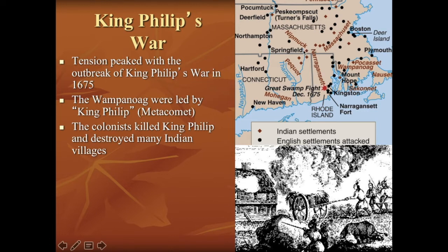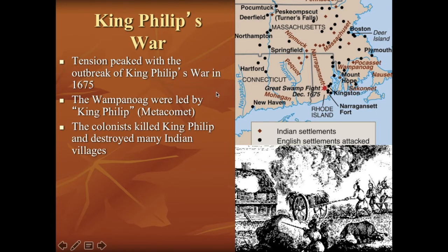King Philip himself is going to be basically pulled into separate pieces, and his body is going to be put on a stake, almost like a scarecrow or a warning to any future Native Americans trying to resist the English.